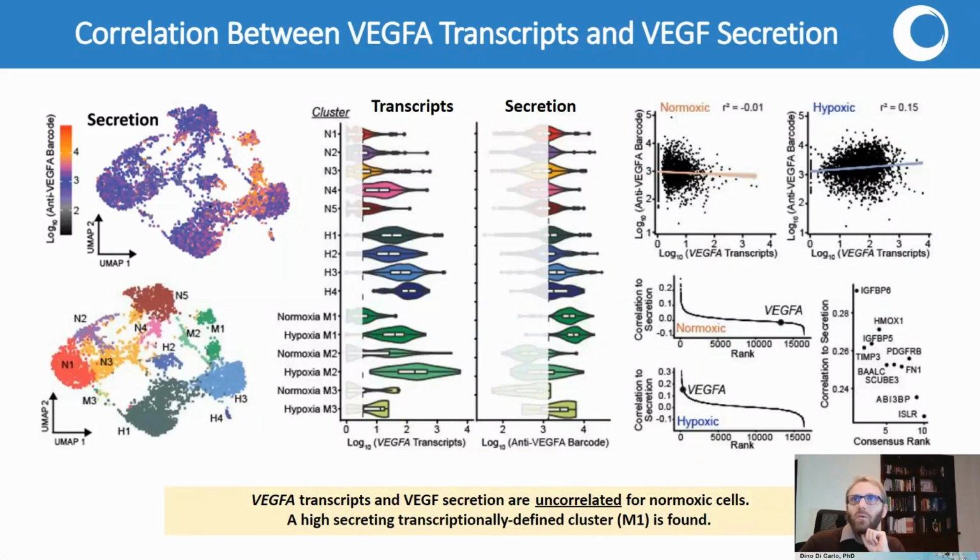And in fact, if you look at the top right graphs, you see that for the normoxic cells in particular, there's basically no correlation between transcript levels and the amount of secretion of VEGF. For hypoxic cells, you see that it's slightly correlated, but not very strongly. In fact, if you look at the bottom right graphs, you can see that some of the most highly correlated gene expression to VEGF secretion are other genes that are not related to VEGF, right? So these insulin-like growth factor binding proteins, IGF-BP6, IGF-BP5, and other proteins related to extracellular matrix like fibronectin, et cetera. So this is quite unexpected for us and interesting.